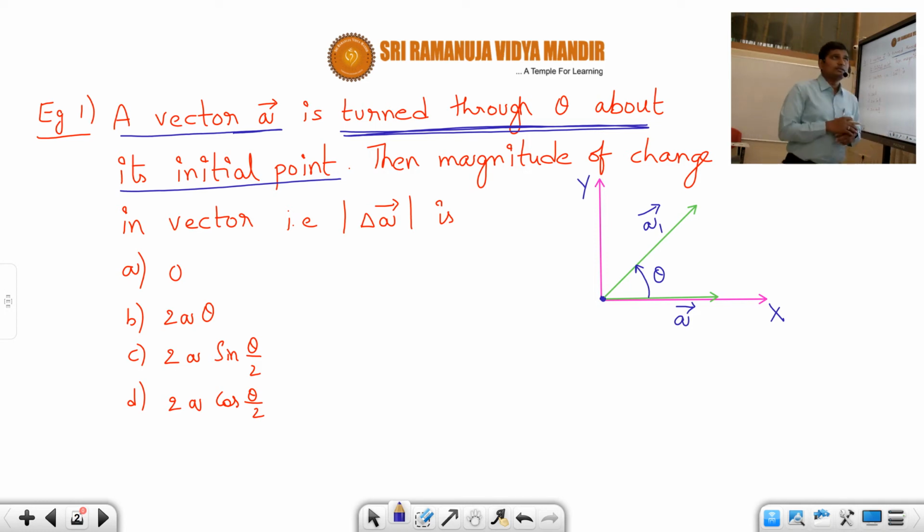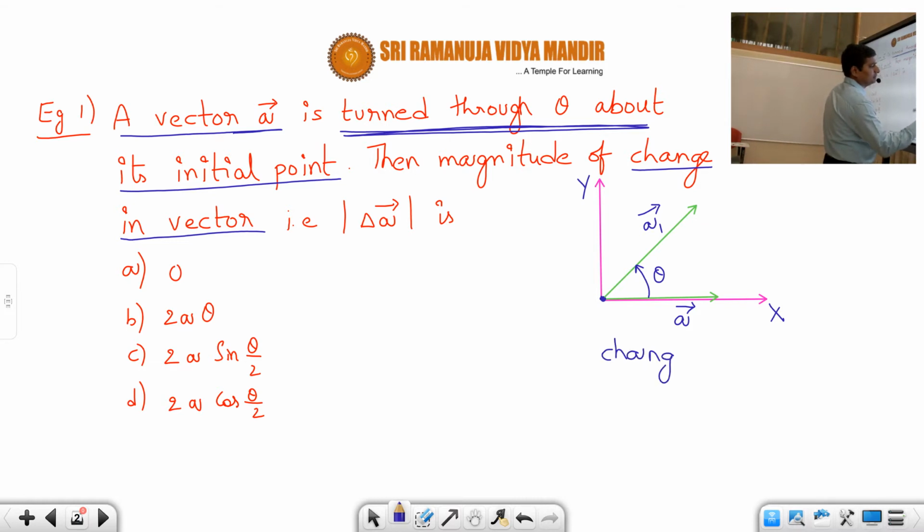One of the famous questions is: when a vector is rotated, will the vector change? Definitely it will change, not in terms of magnitude but in terms of direction. Just by rotating a vector the direction is changing, so the vector will change. Now they are asking the magnitude of change in the vector. In one of the sessions I told how to calculate change in velocity, change in displacement, change in acceleration: it is nothing but final minus initial. Always remember, students, change is final minus initial.